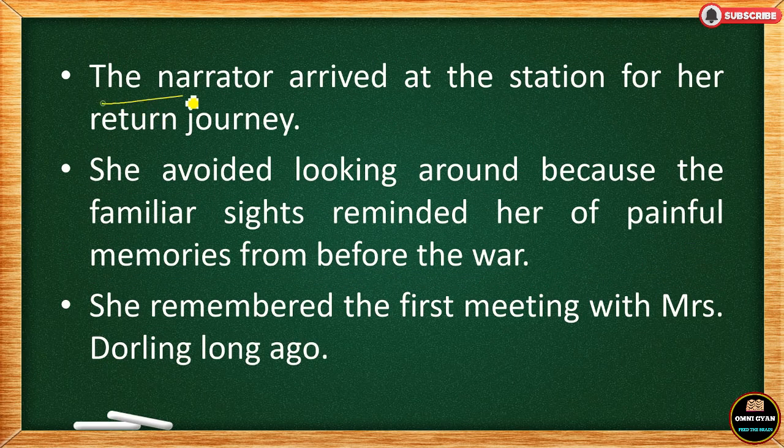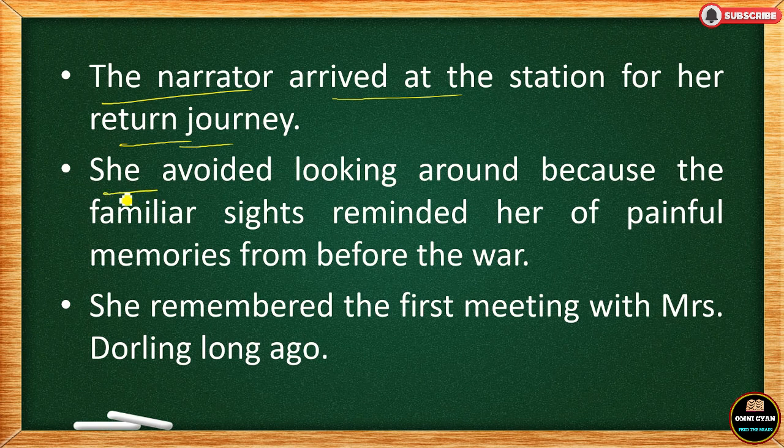Alright, so the narrator arrived at the station for her return journey. The narrator all this time was remembering the past incident, okay? Now, we come back to the present time, where the narrator has now left Mrs. Dolling's house, and she has now arrived at the train station because she is going to return back to her home. She felt it is no use talking to Mrs. Dolling any longer. Okay, let us see further.